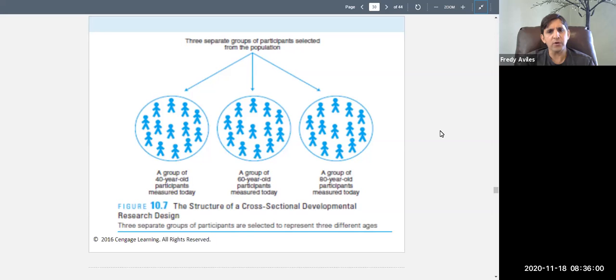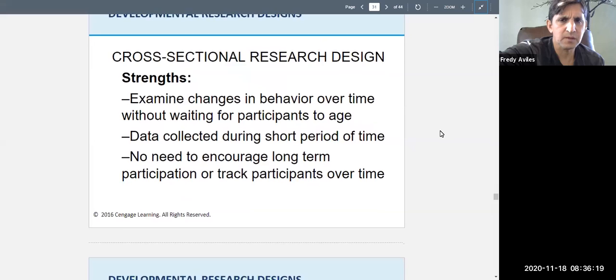Now, it doesn't have to be 40, 60, and 80-year-olds. It could be 20-year-olds, 40-year-olds, and 60-year-olds. But all you're doing is comparing people of different age. And you're hoping that this will tell you something about how people change over time. That's why it's called a developmental research design. You want to see how people develop over time. But there are problems with this design, of course, that we'll get to in a moment.